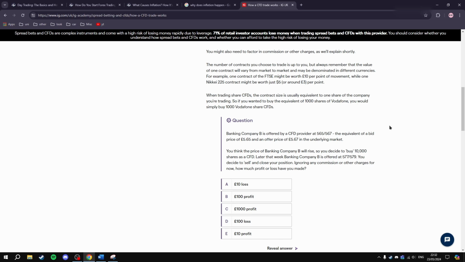How much is of movement? How much is a movement per point?